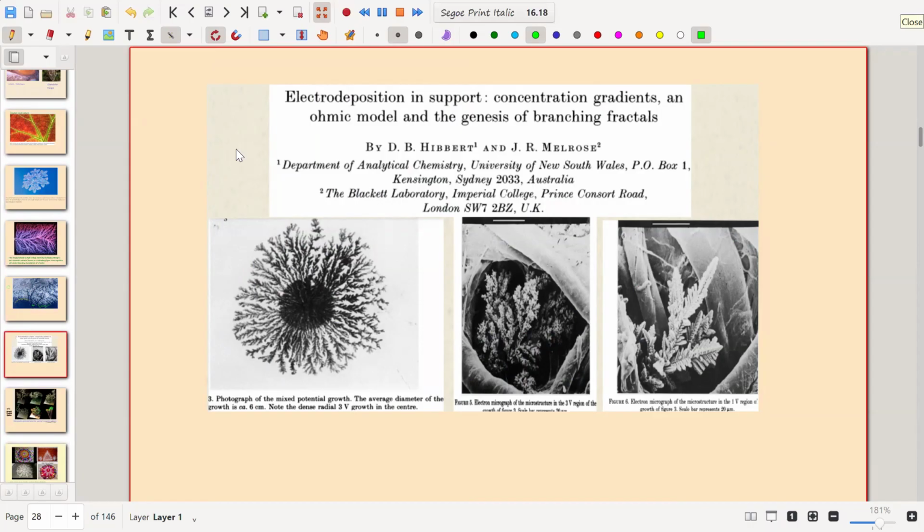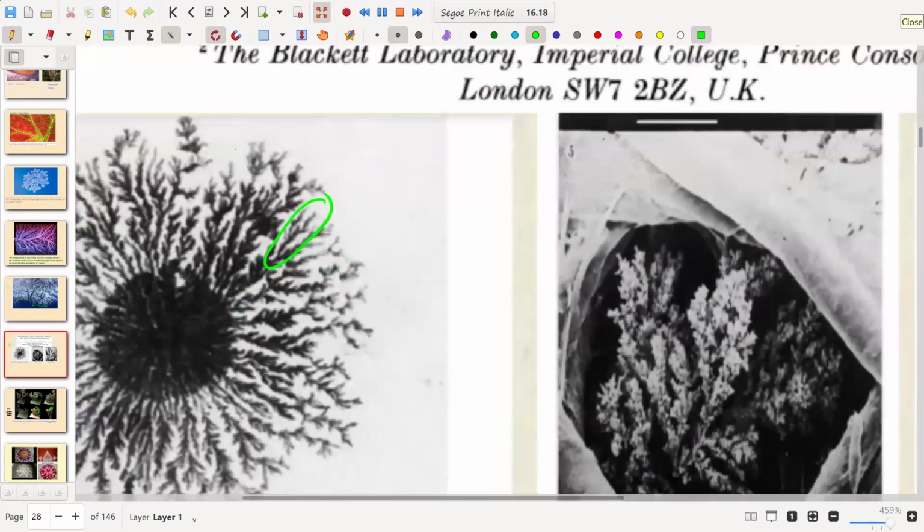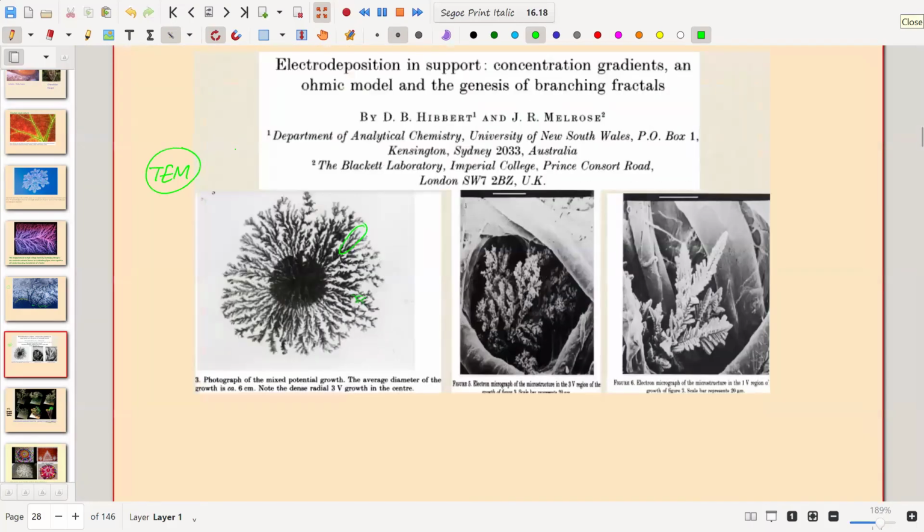I think it is a transmission electron microscope. I hope you remember the transmission electron microscope if you have done your undergrad in physics or chemistry, or maybe biology also. These are the pictures you see. You can see these branchings. The more and more I zoom, you can see the self-similar branching structure, like in trees. So this is one of the ideas, right?